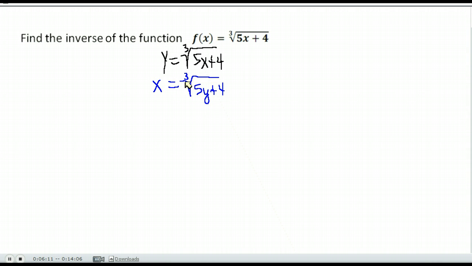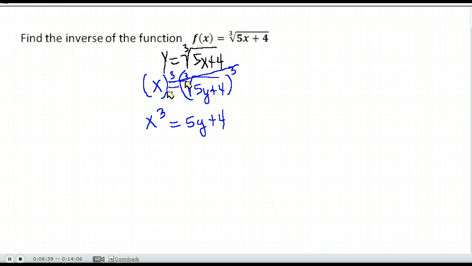So we say, okay, what do we have to do? This is a 1/3 root, which is what that little 3 outside the radical means. So we want to take both sides to the reciprocal power of 1/3, which would be the third power. A square gets rid of a square root. A cube, or a third power, gets rid of a third root. So now I have x to the third equals 5y plus 4.